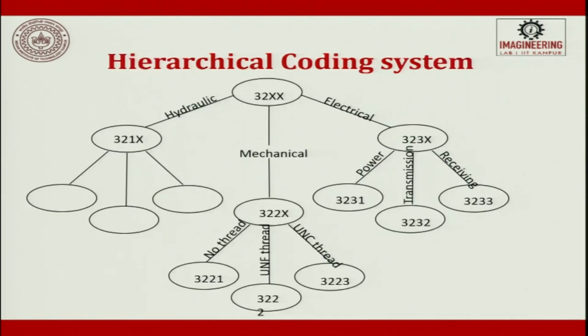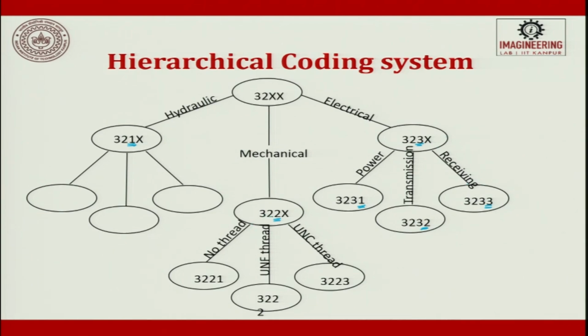So, the hierarchical coding system example, you can see 3 to XX is there. Hydraulics is 3 to 1x, and if it is electrical it is 3 to 3x. Again here you will have 3 classifications, 3231 is power, 3232 is transmission, 3233 is receiving. And when we talk about mechanical, again 322. So, 1 is hydraulic, 2 is mechanical, 3 is electrical. Then the next X, which is again 1, 2 and 3, is power, transmission and receiving.